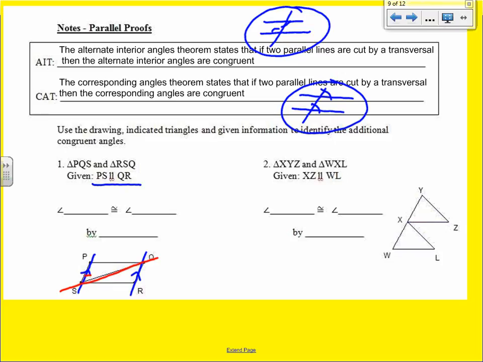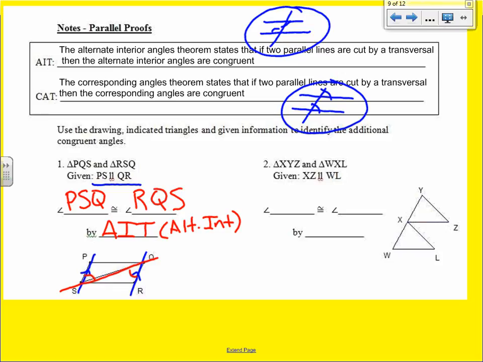You could say that this angle, which is angle PSQ, is congruent to its other angle on the inside in your other triangle, in your bottom triangle. That is angle RQS. Those two angles you know are congruent because of alternate interior angles, so your AIT. If you want to write alternate interior, you can write that down as well. Either one of those two would be acceptable.